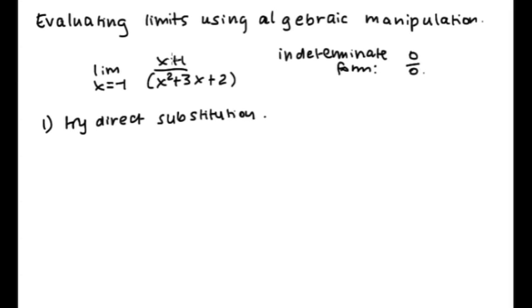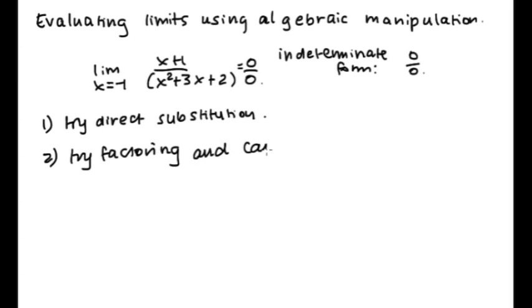But if you do get an indeterminate form, like if you plug in -1 here, you're going to get -1 plus 1 is 0. You're going to get 1 minus 3 plus 2, which is also 0. So this is going to equal 0 over 0. So what you do, if you get an indeterminate form, is try factoring and canceling terms.